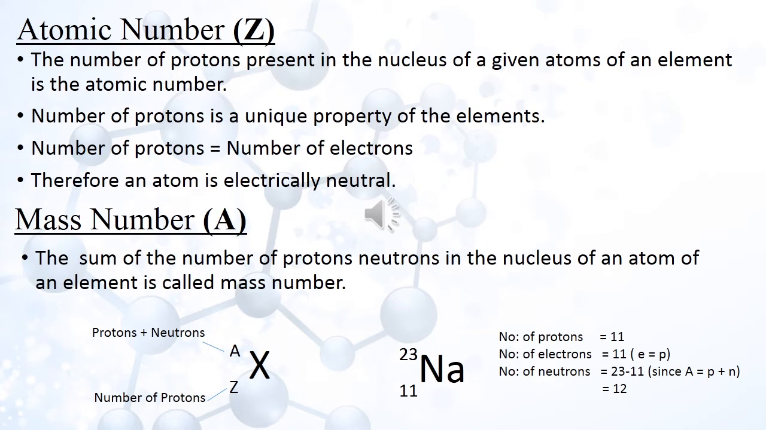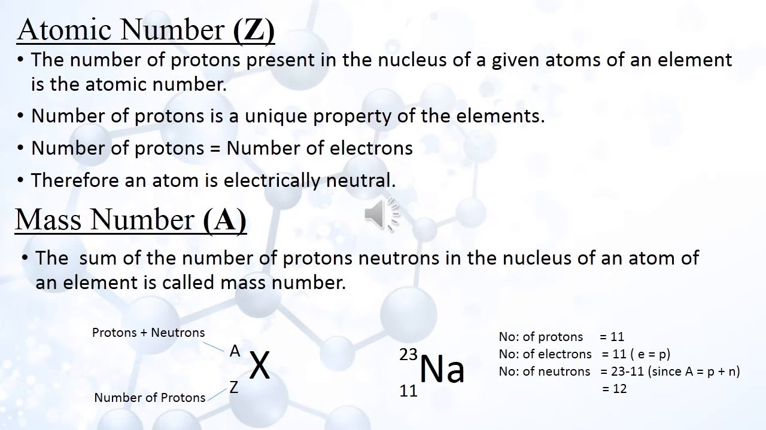Just like this. If we take the element copper, all the copper atoms have the same atomic number. But if we take copper and aluminium, the atomic number of copper is different from the atomic number of aluminium.